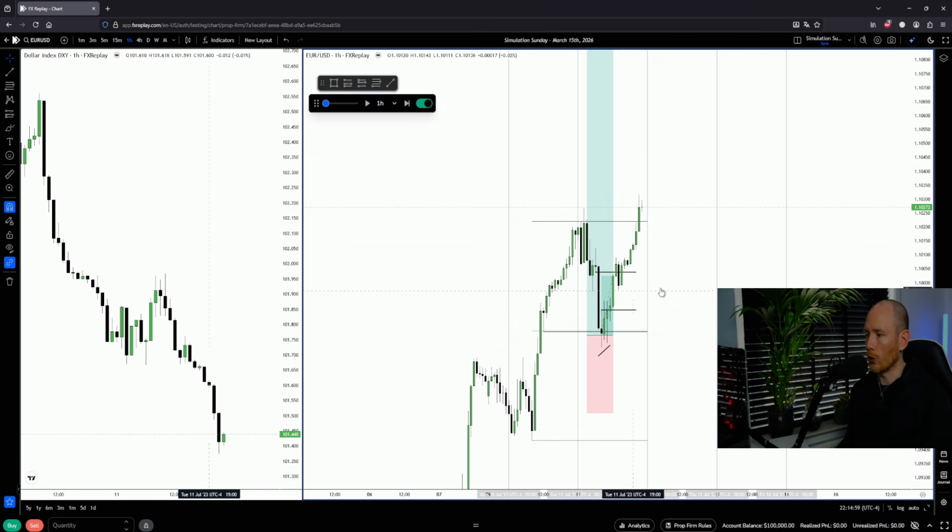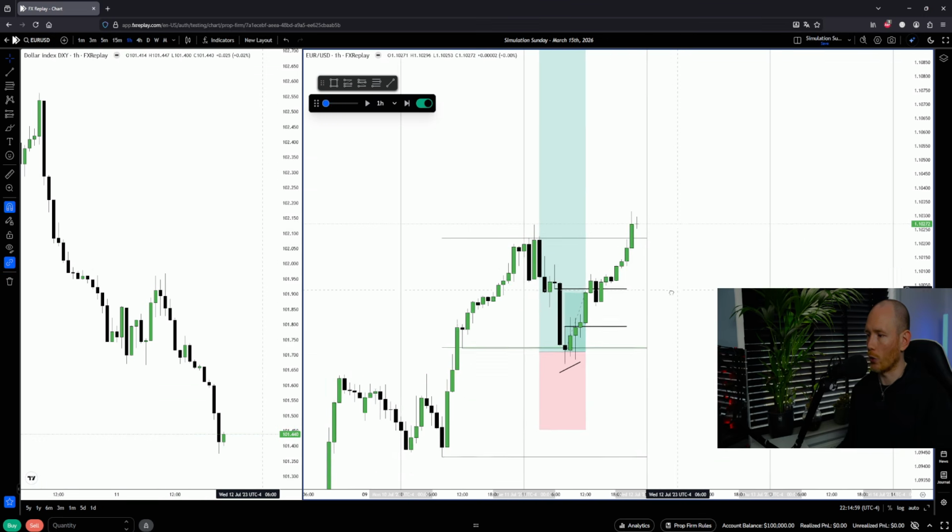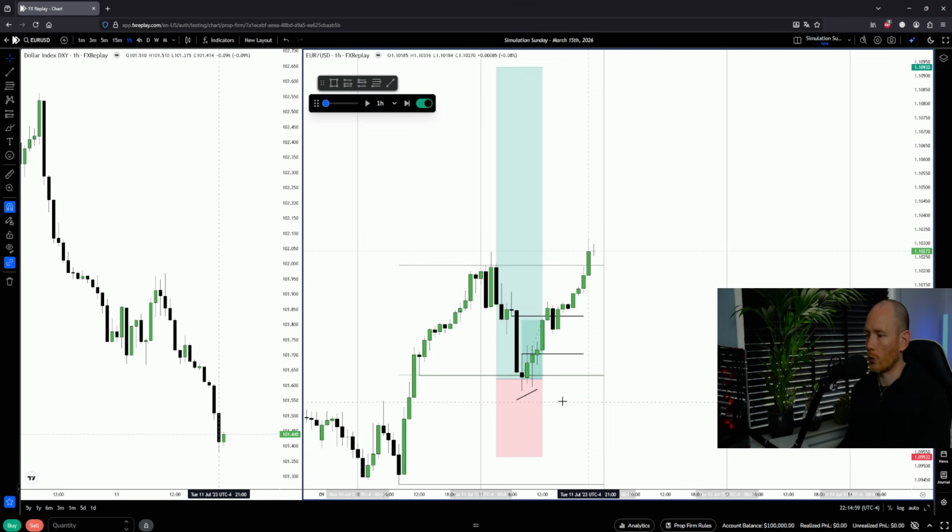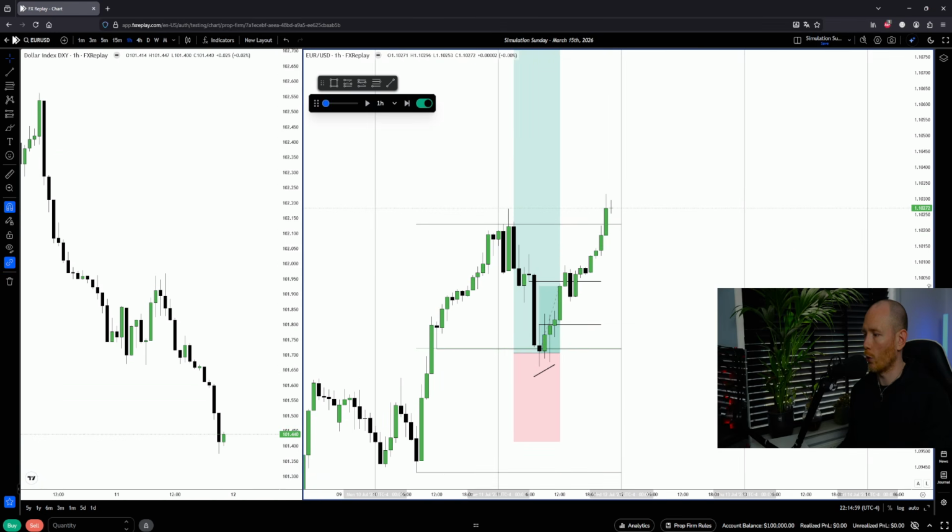But there's a continuation sequence, right? We can use an IFEG for continuation. We'll try to find another setup. We'll leave this one on the chart. We know we got this entry.